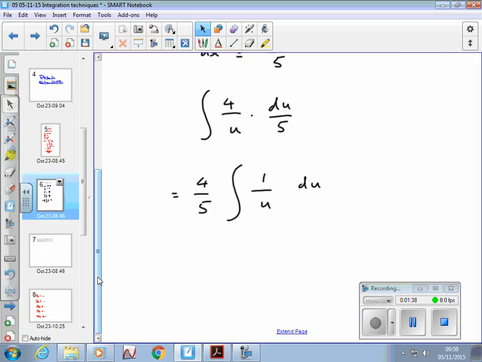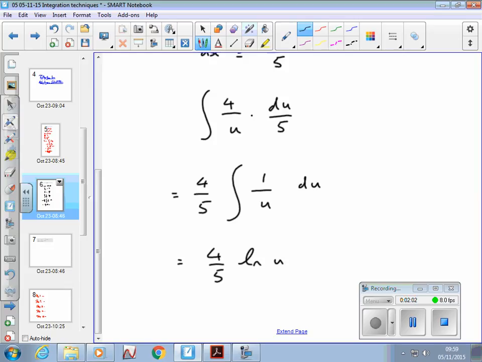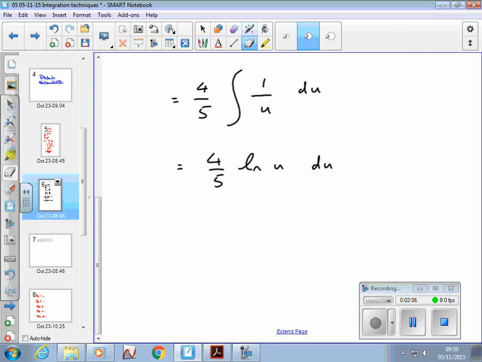If you look at your table of standard integrals, you'll see 1 over u is one of your standard integrals. So now it looks like a standard integral, doesn't it? 1 over u is just log u. And so we end up with 4/5 of the log of u, plus c.